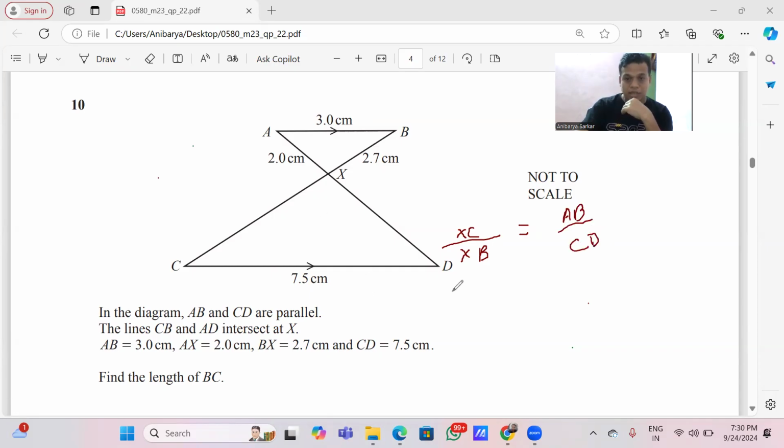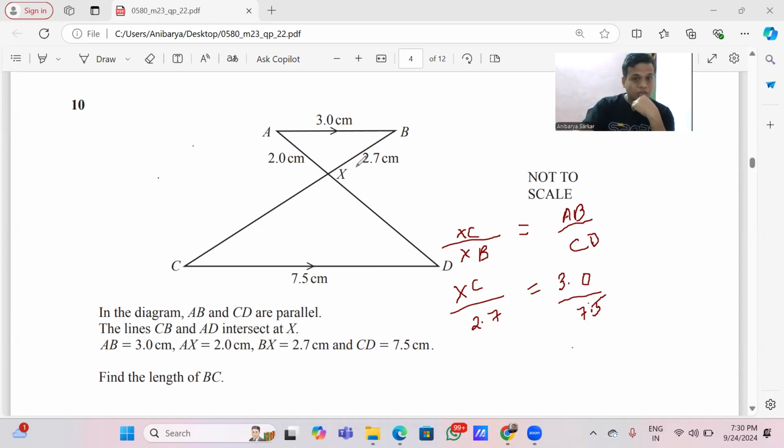Now XC, and XB means that is 2.7, and AB means 3.0, and CD means 7.5. Now we do cross multiplication to solve this.